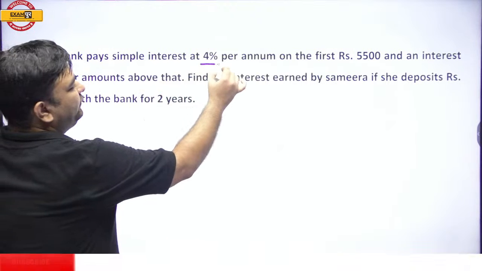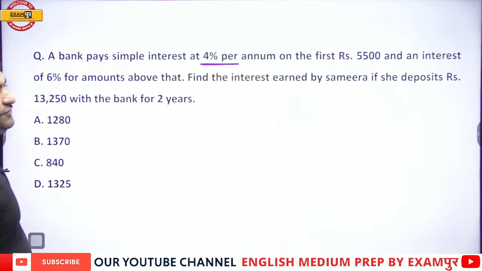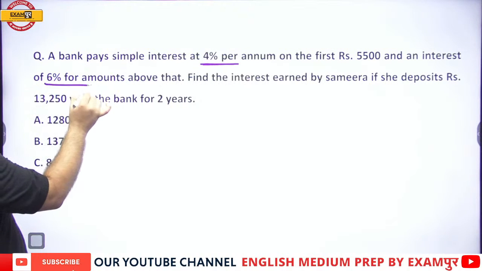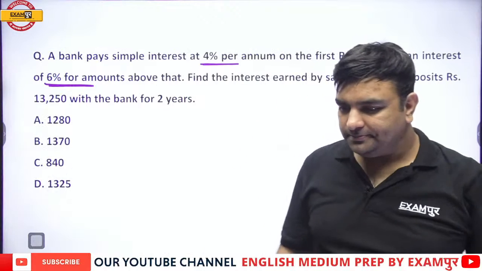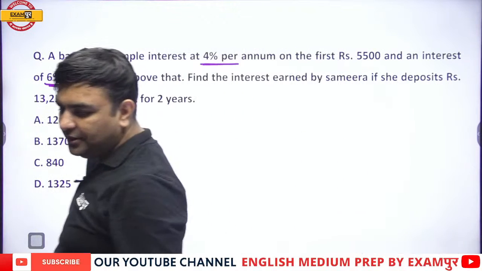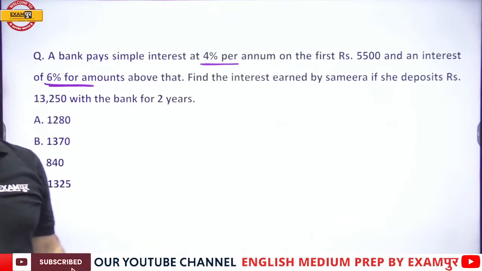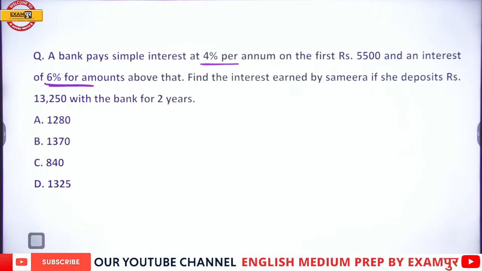Simple interest at the rate of 4% per annum on the first 1500, 5500, and the interest of 6% per annum for above it. Find the interest earned by Samira if she deposits 13,250 in the bank for 2 years.